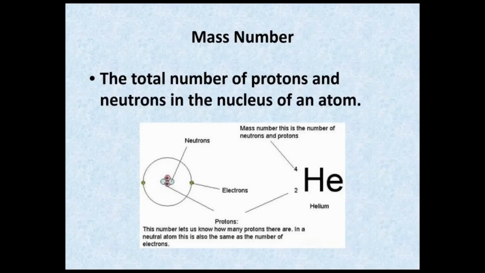Now if we're looking at the mass number, that is the total of protons and neutrons added together in our atom. So for example, helium has 2 protons, so it's going to have an atomic number of 2, but if it has 2 neutrons, the mass number would be 4, because we would have the 2 protons plus the 2 neutrons.